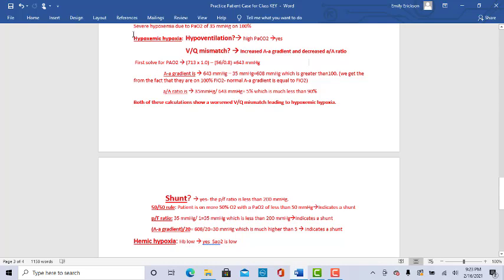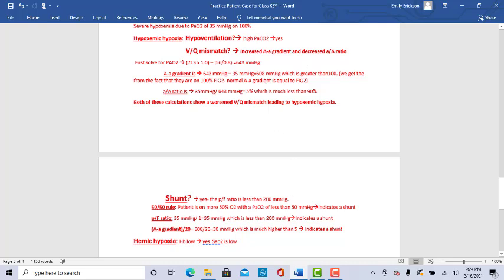This patient also has hypoxemic hypoxia and hemic hypoxia. So making sure that if you're going to put one or the other, that you have the correct reasons why. This patient has hemic hypoxia because they have low hemoglobin and because their SaO2 is low. You wouldn't want to say this patient has hypoxemic hypoxia because of low hemoglobin. That's not the right definition for that particular hypoxia. Or you wouldn't want to say that this patient has hemic hypoxia because they have a low PaO2 and a high PaCO2. That is the definition up here for the hypoventilation.